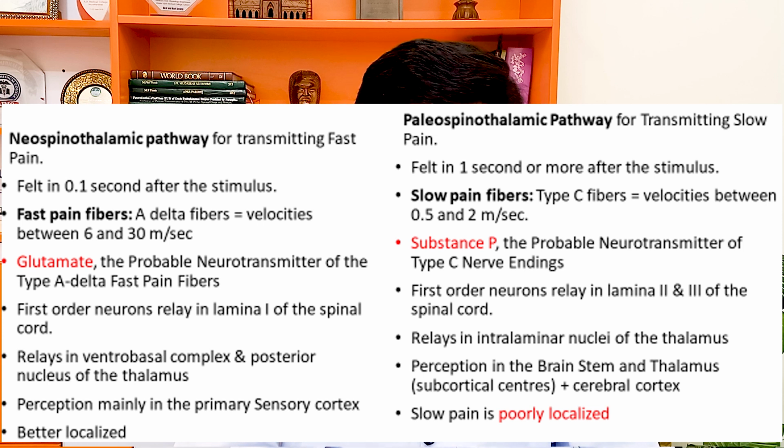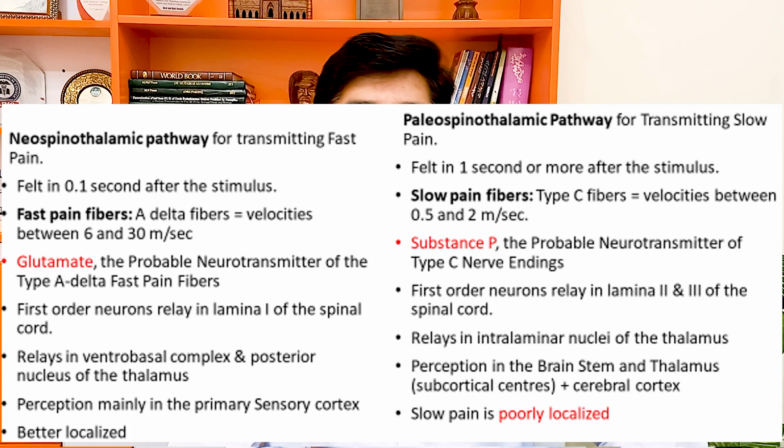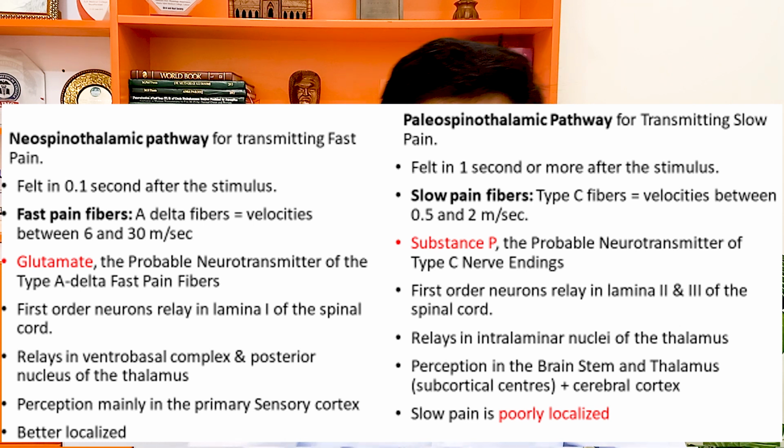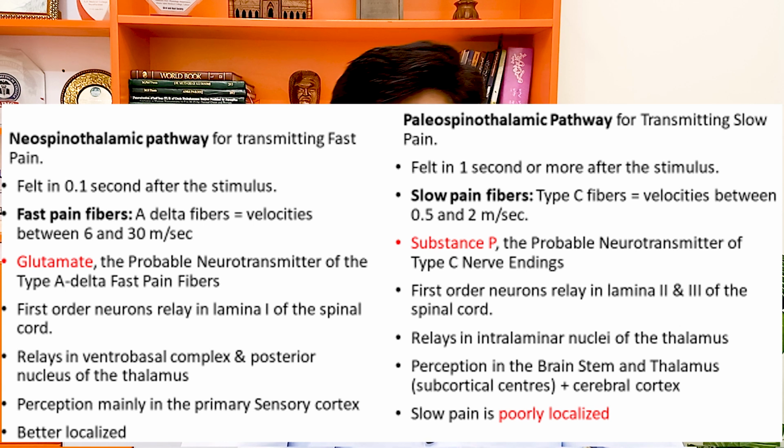The relay for fast pain is in the ventrobasal complex and also in the posterior nucleus of thalamus. But in case of slow pain, the relay is in intralaminar nucleus of thalamus. The perception of fast pain is primarily in the primary sensory cortex. In case of slow pain, the sensation is perceived in brainstem and thalamus, which are the subcortical centers, and also in the cerebral cortex. Fast pain is better localized and slow pain is poorly localized.